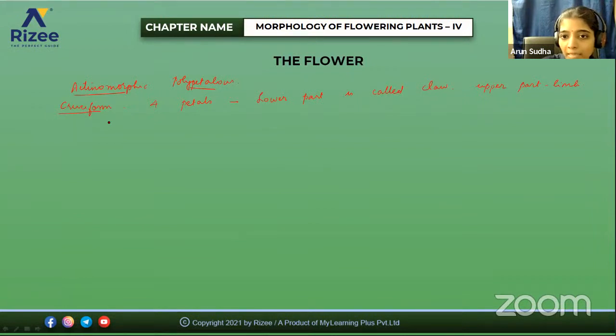It forms the 4 petals, and the lowermost part is called the claw, and the upper part is called the limb. And here the example is radish and mustard. Then under actinomorphic, gamopetalous. So depending upon whether fused or free. So here actinomorphic, gamopetalous. The first one is campanulate or bell-shaped.